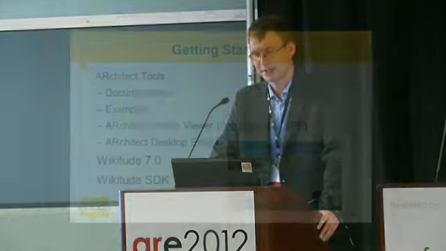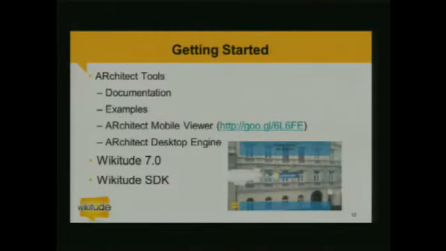If you now want to use the Wikitude Architect library, basically what you have to do to get started is download the Architect tools from our webpage, which includes documentation, examples, and the Architect mobile viewer, which is an application you have in hand where you can test your JavaScript file to see if it does what it should do. We also include an Architect desktop engine, which allows you to run your augmented reality file in an ordinary desktop browser, just for debugging, if there's anything wrong inside your file.